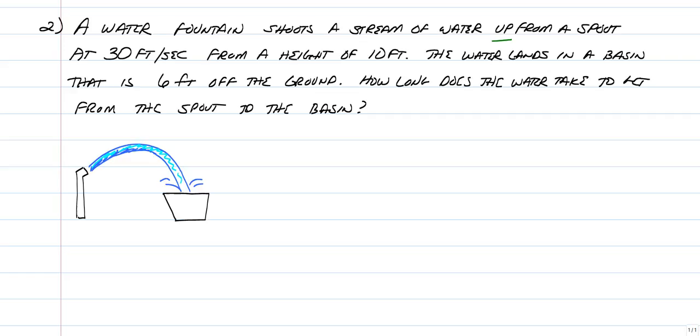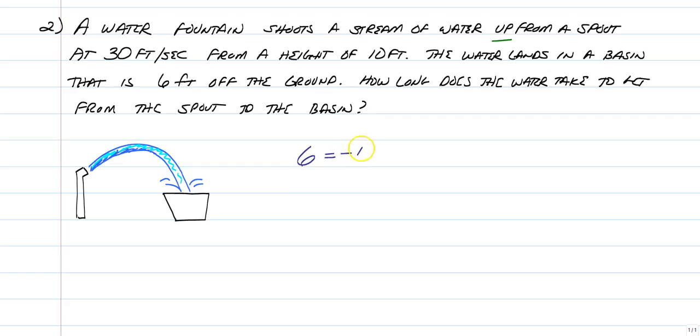And you might have seen these walking through some sort of botanical garden or some sort of fancy building where they have those little streams of water that shoot from one end and land in another end. So what we're going to do is calculate how long that takes to happen. So our initial height and our final height, we have to make sure we read carefully. So it lands in a basin that is 6 feet off the ground. So our final height is 6.